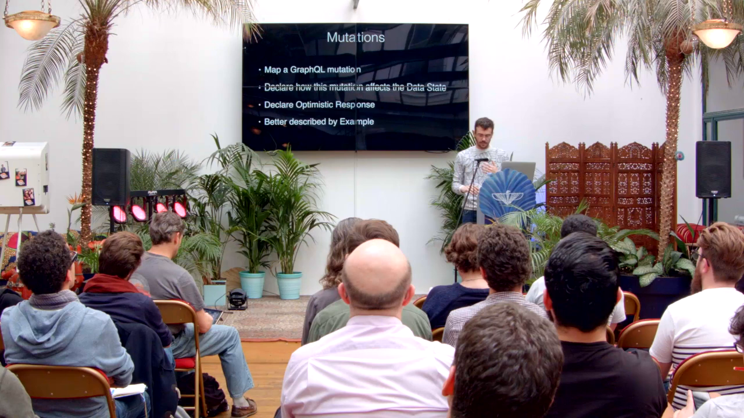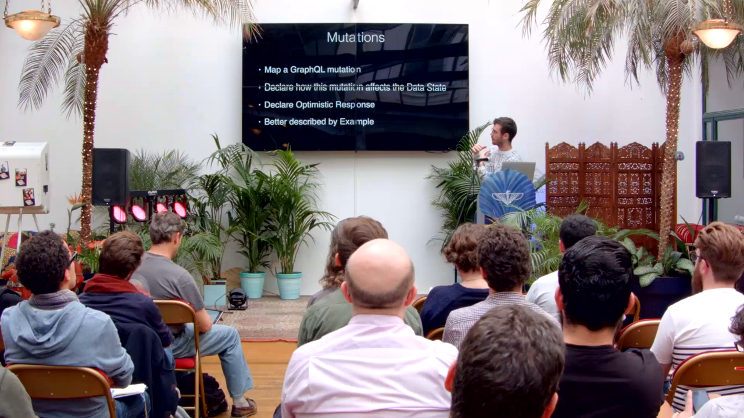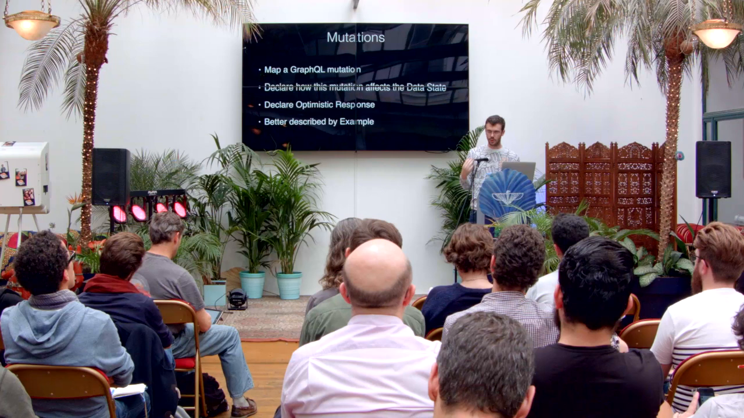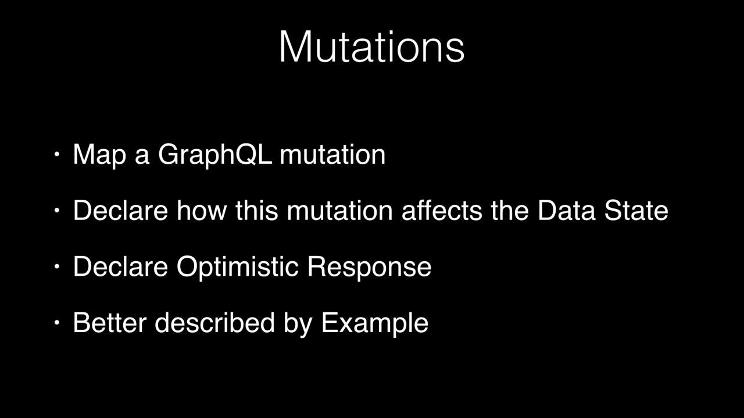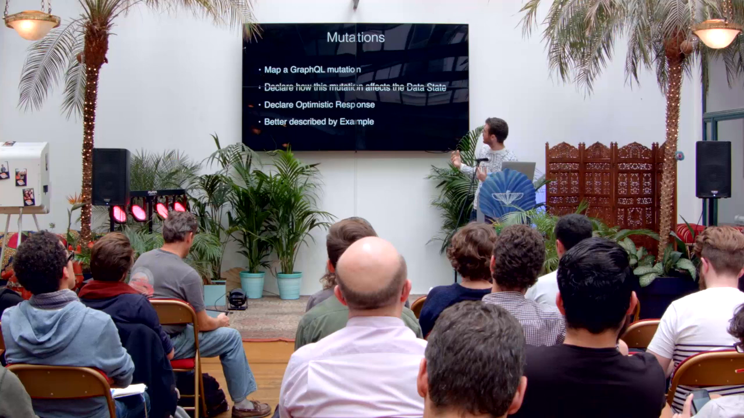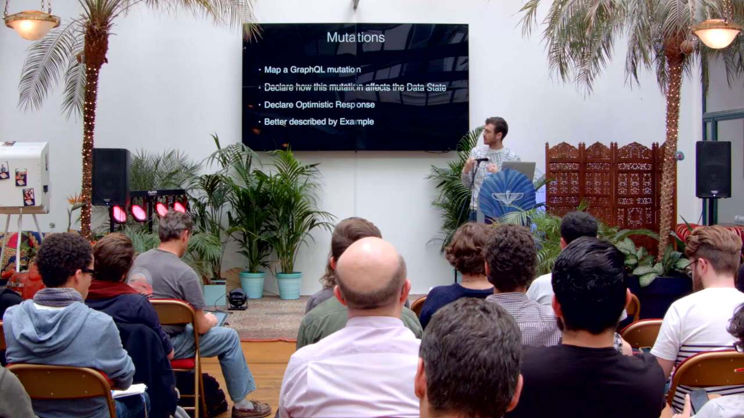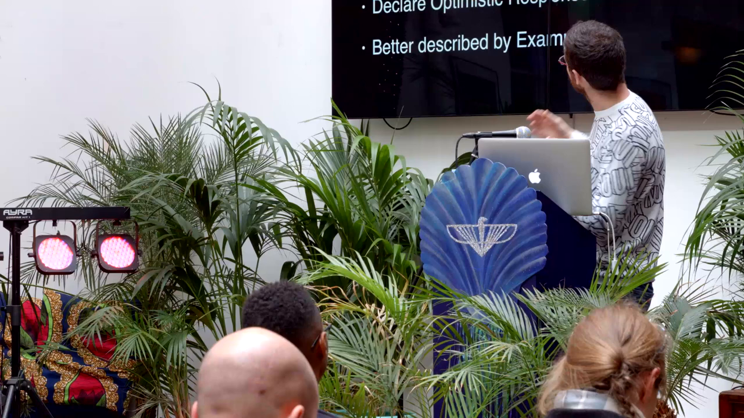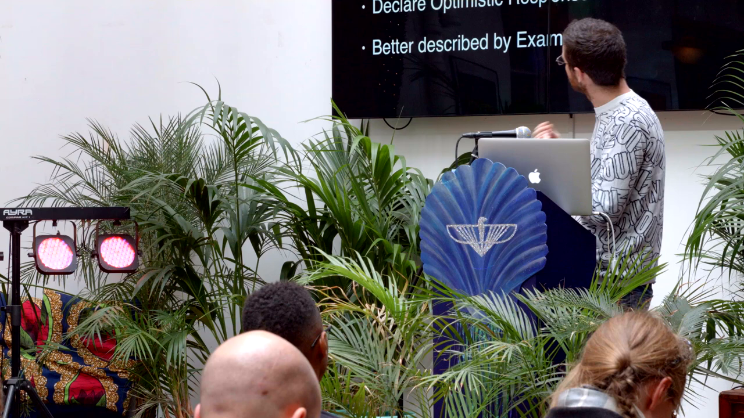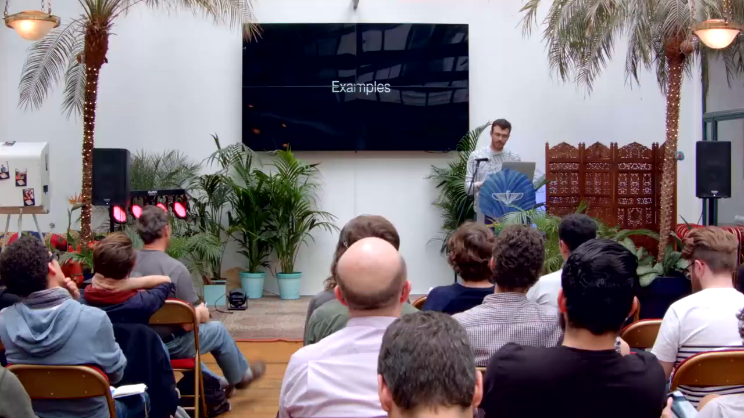Okay. Relay also has a set of utilities to manage mutations. It's a bit complex. The purpose is to map a GraphQL mutation to a Relay mutation and tell Relay how data are affected by this mutation, and we can declare how we will use optimistic response in our application. But like I said, I can't show you a little example because it's a little bit more complicated. Honestly, it's the worst part of Relay, and it will be better described by an example.